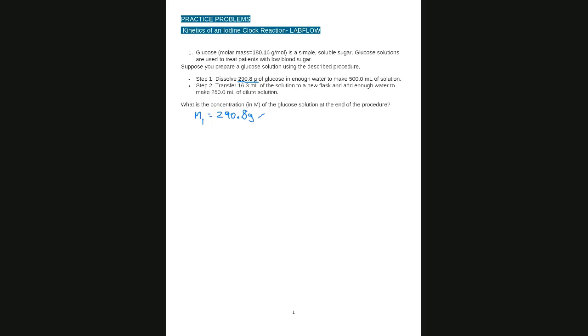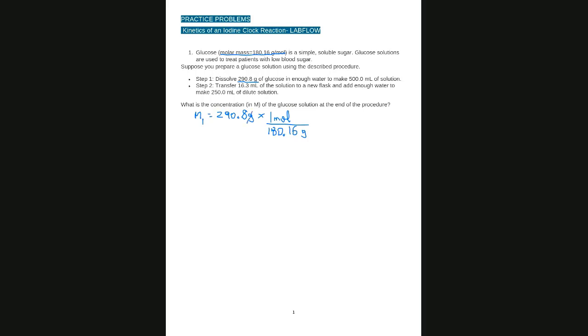Let's refresh. How do we change? They are nice. They don't make us calculate. They give us the molar mass, right? So the molar mass says that 1 mole of glucose weighs 180.16 grams. That's what we use the molar mass for, right?